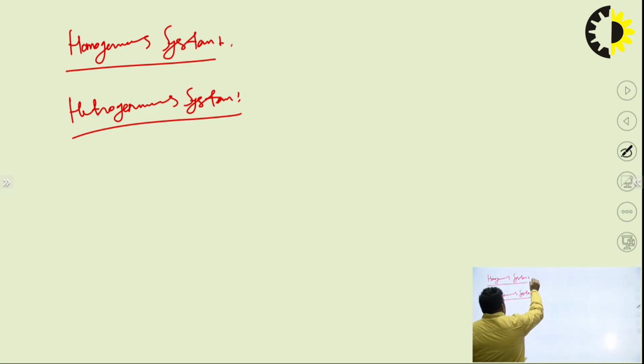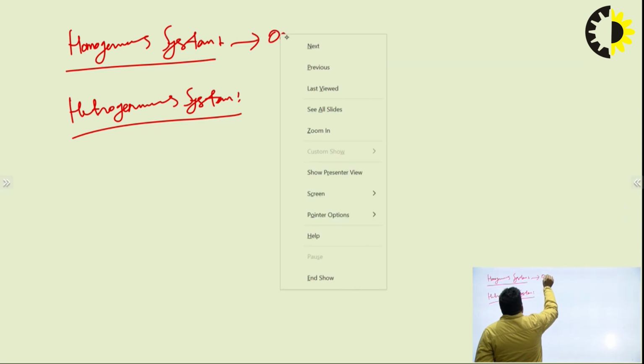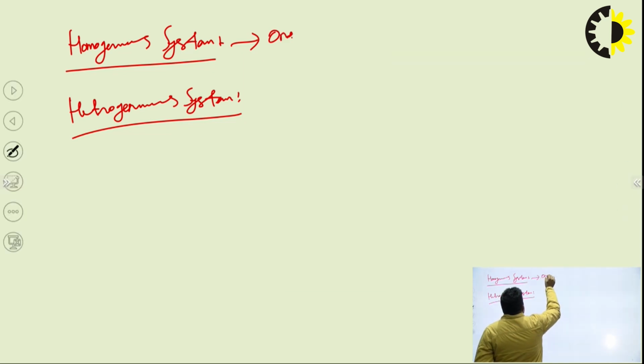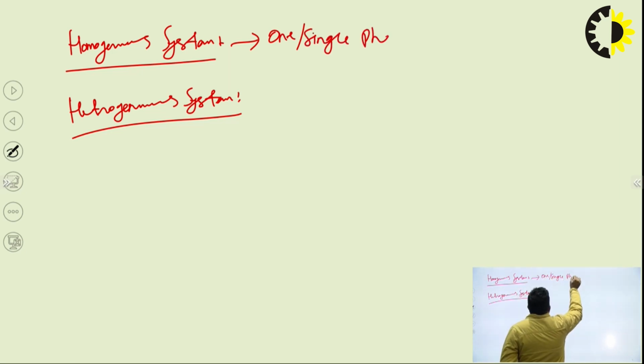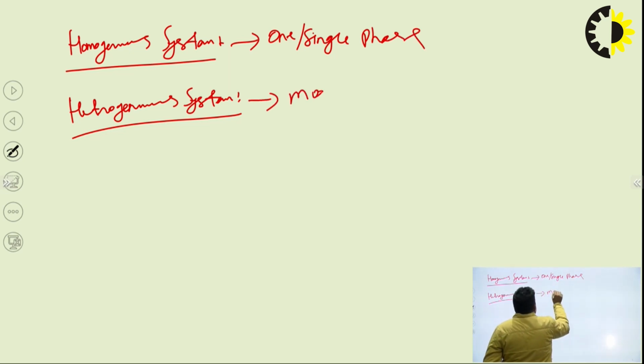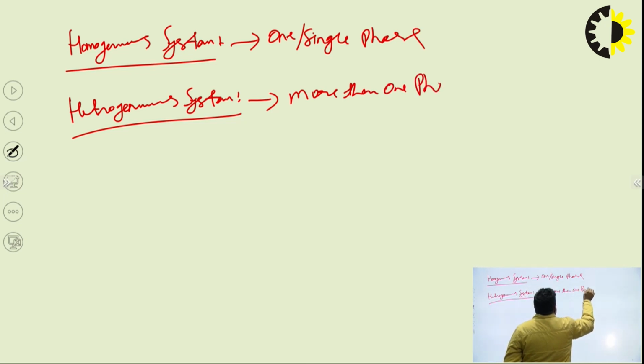Homogeneous is basically made of one, single phase, and heterogeneous is basically more than one phase. Okay, now next one is thermodynamic equilibrium.